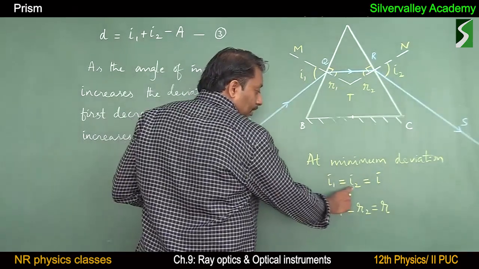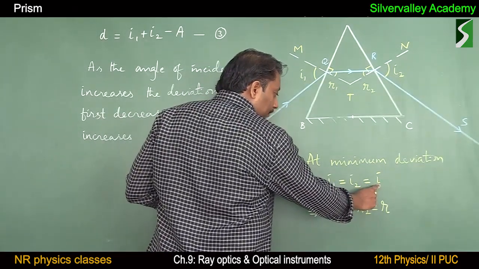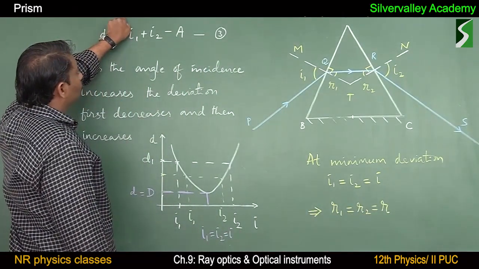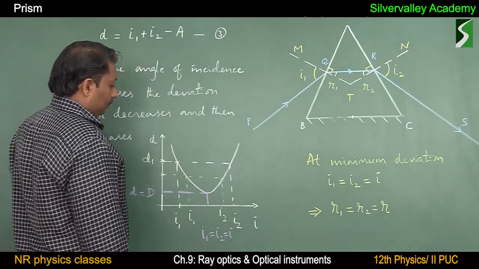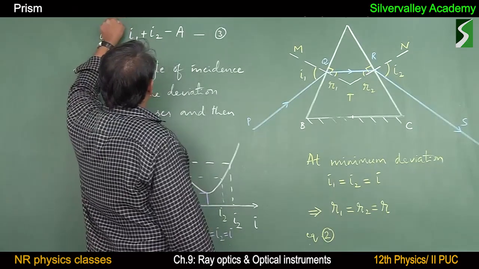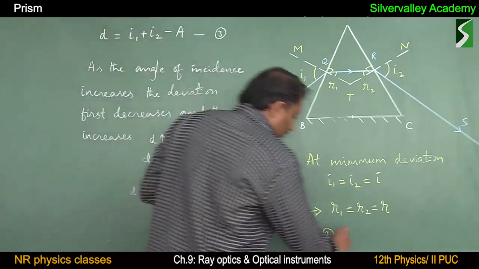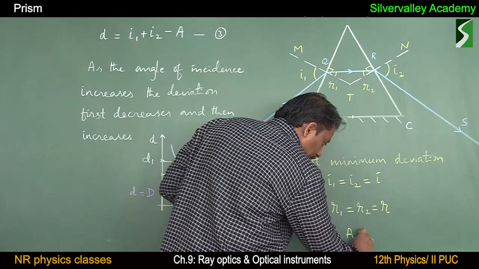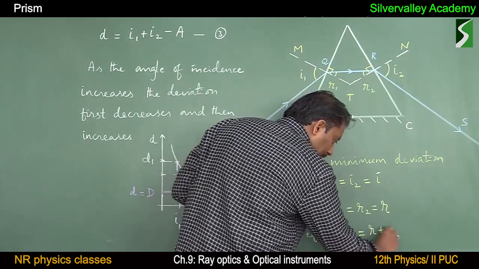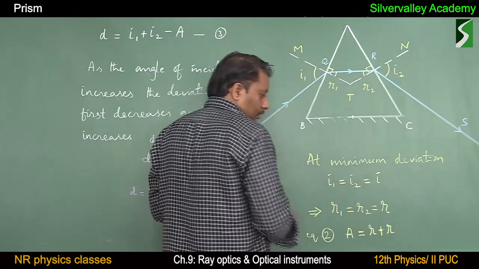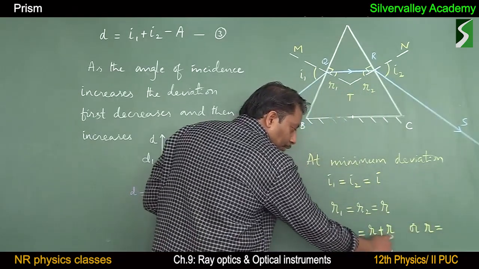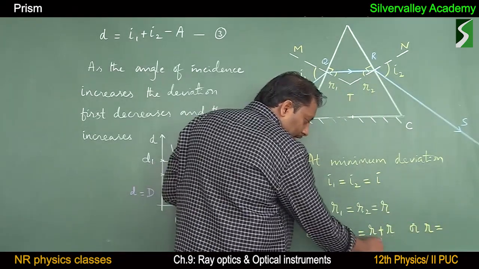Now let us substitute I1 equal to I2 equal to I and R1 equal to R2 equal to R in equation 2 and equation 3. Equation 3 becomes A equal to R1 plus R2, which is R plus R, or A equal to 2R. So R equal to A by 2.